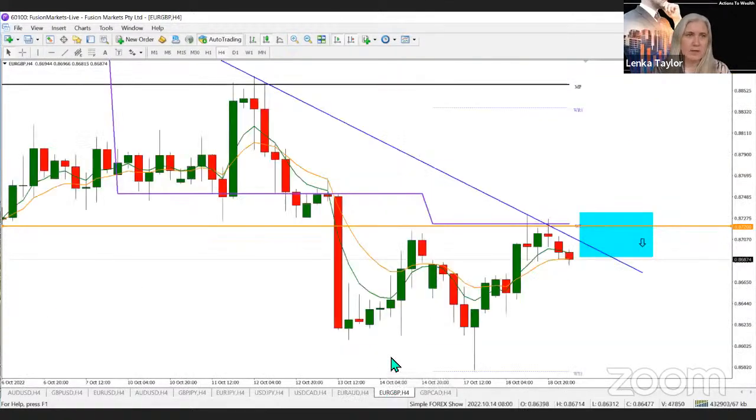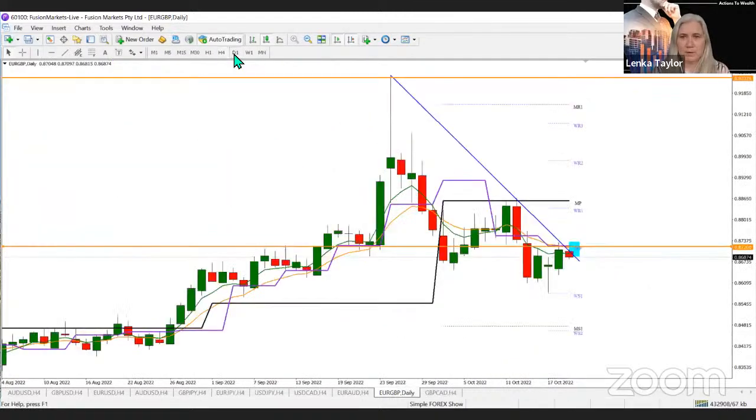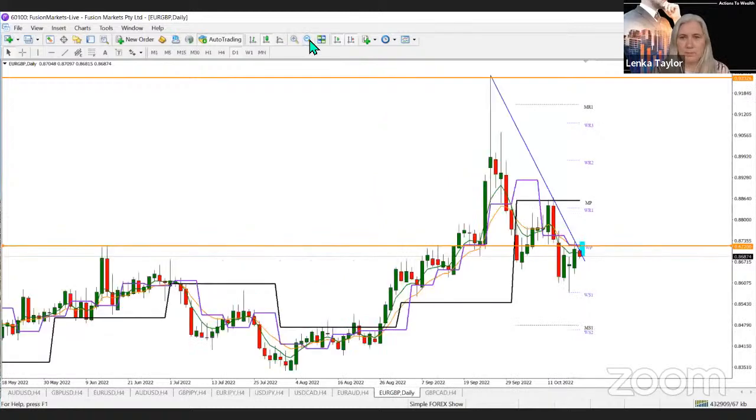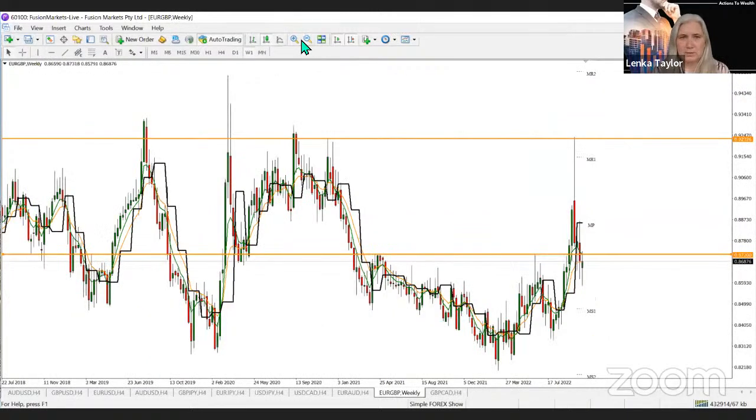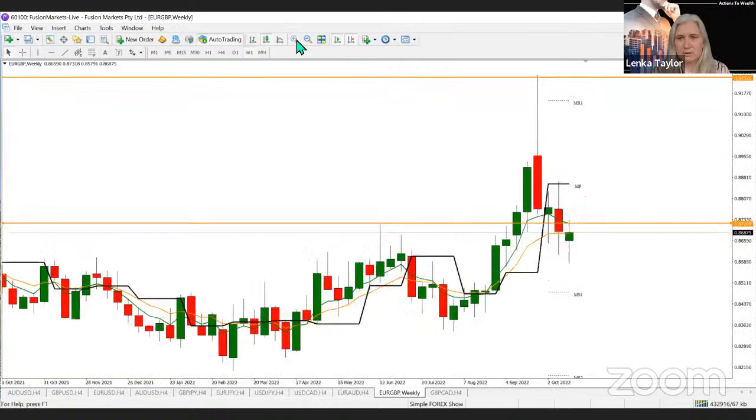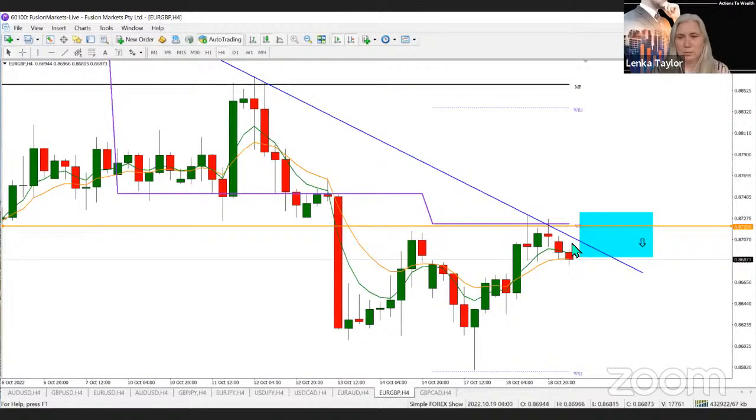Next currency pair I'm looking at is EURGBP, and EURGBP, I'm looking for short opportunities. So here we are under that previous level of resistance, which got broken and back below, which is a little bit of a false break on this weekly time frame. So now looking at a retest of that level and looking for short opportunities here.